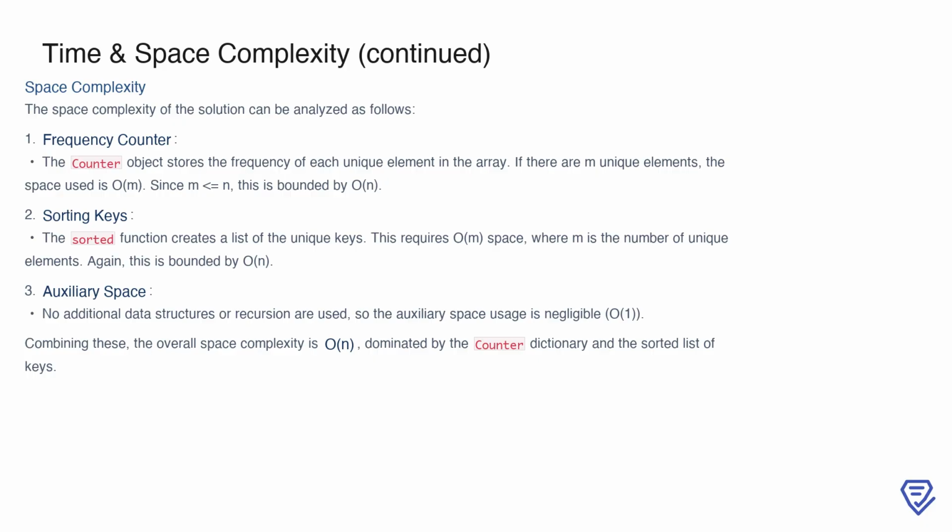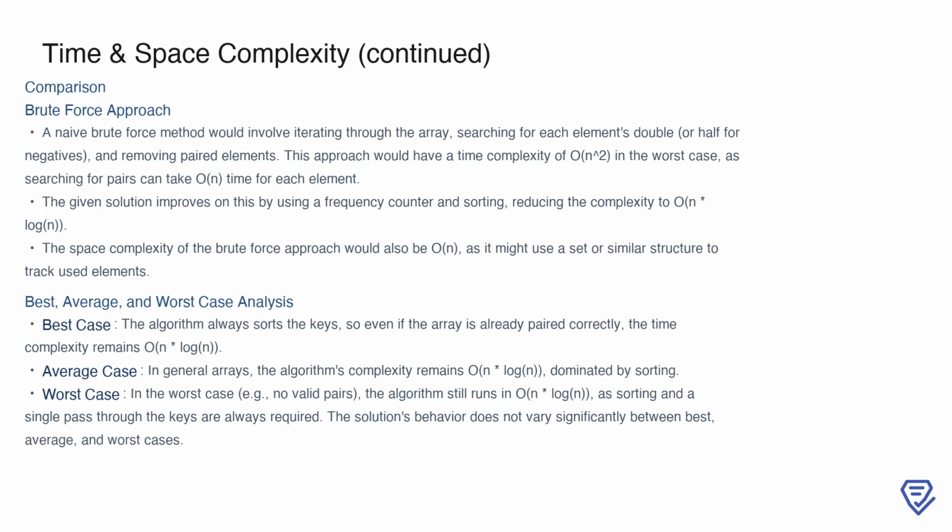Next, the sorted function generates a list of unique keys, which also requires O(m) space, and again, this is bounded by O(n). Finally, no additional data structures or recursion are used in the solution, so the auxiliary space is negligible at O(1). Combining these factors, the overall space complexity is O(n), which is determined by the Counter dictionary and the sorted list of keys. Let's compare this optimized solution to a brute force approach.